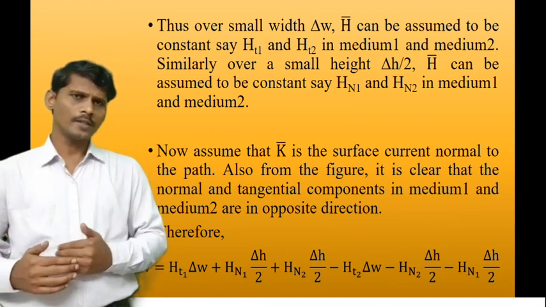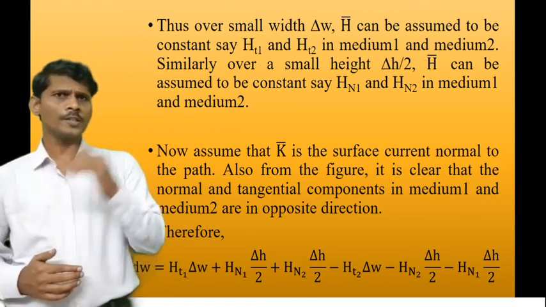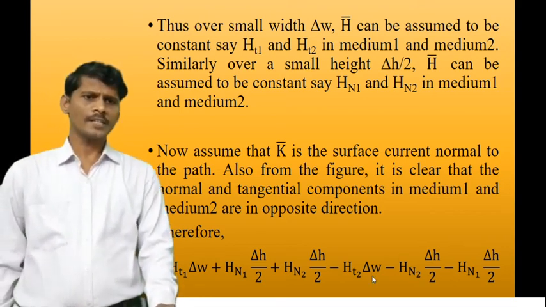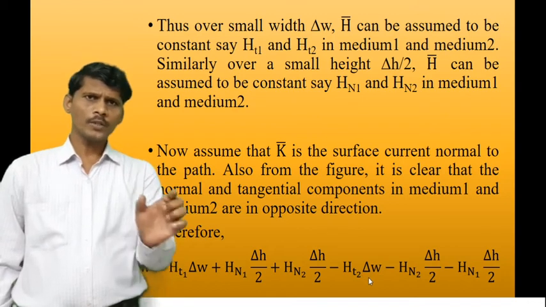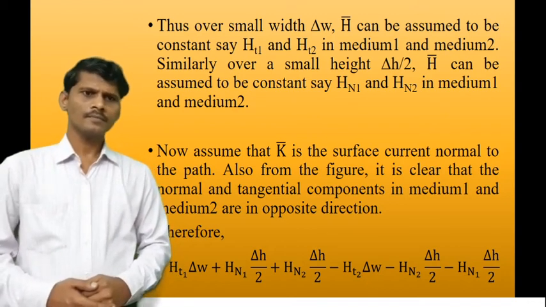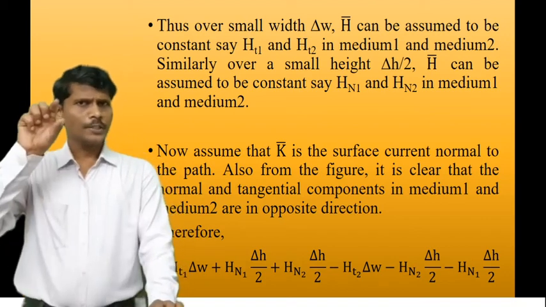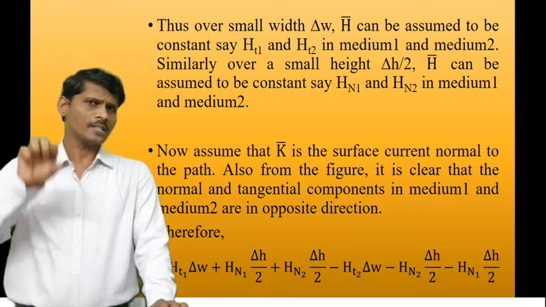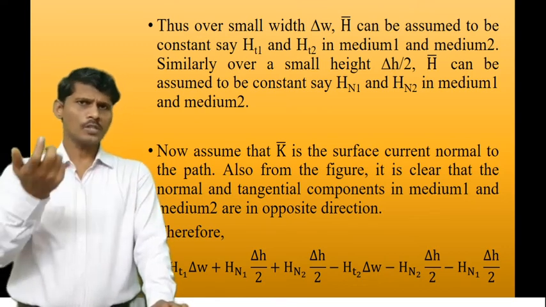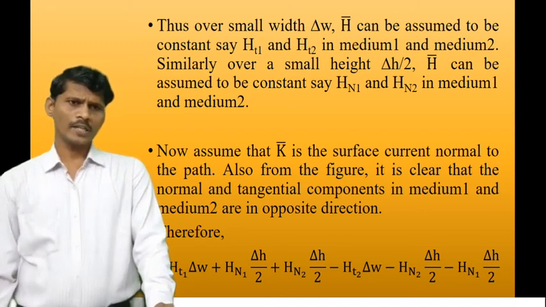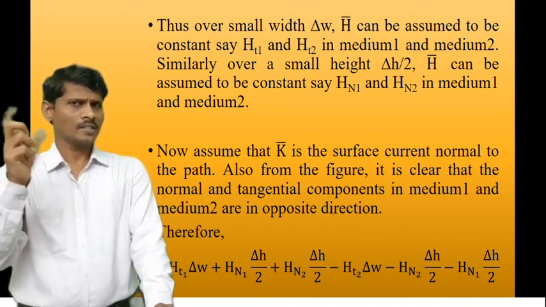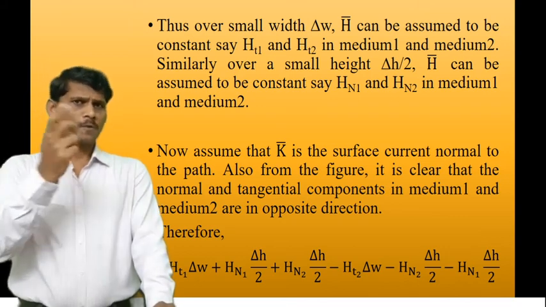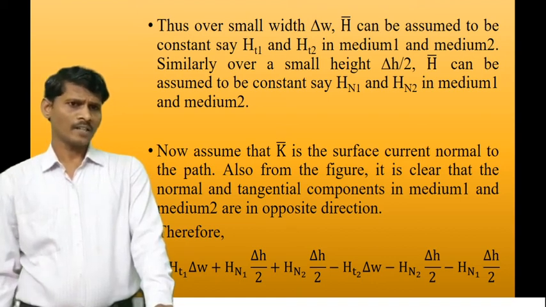Next, path C to D. The path C to D is the same as path A to B, but in the opposite direction. So that is minus H tangential 2 into delta W. The C to D width is also delta W. Next, D to 1. That D to 1 is normal to the boundary. D to 1 is similar to 2 to C, but in the opposite direction. So minus H normal 2 into delta H by 2. And 1 to A is similar to B to 2 but in the opposite direction: minus H normal 1 delta H by 2.